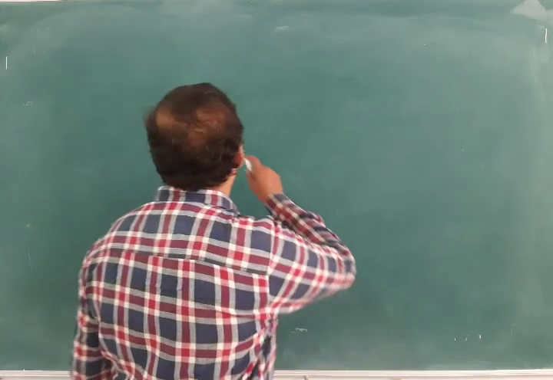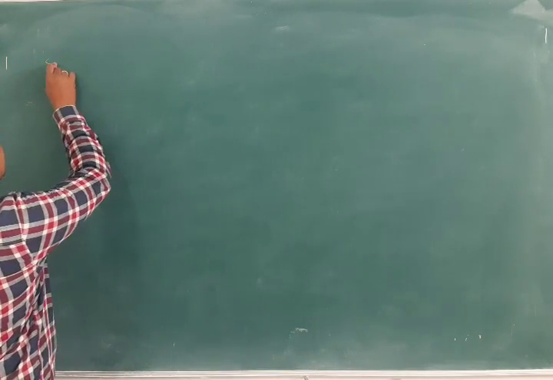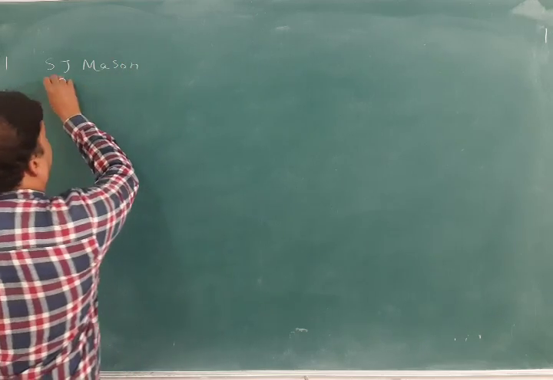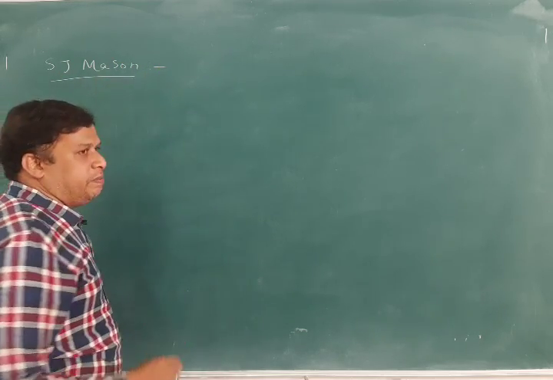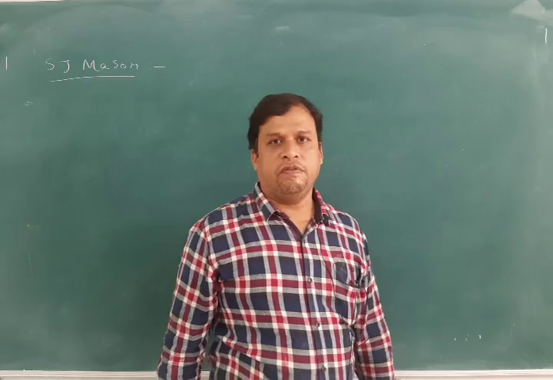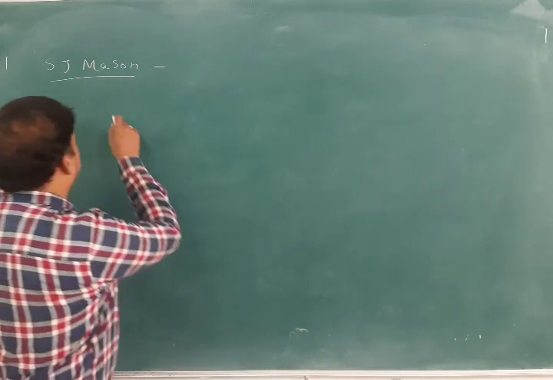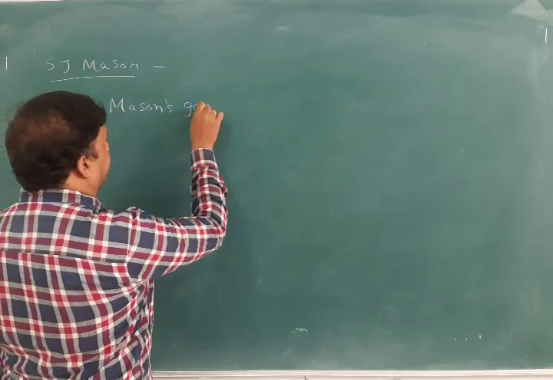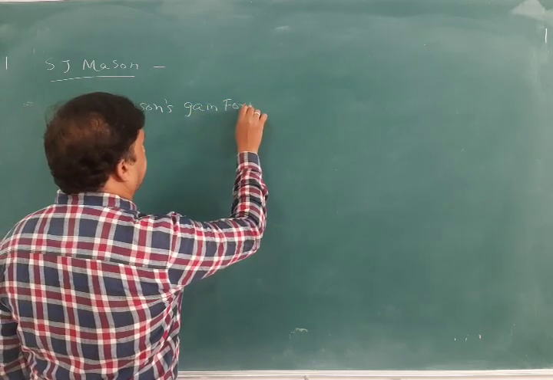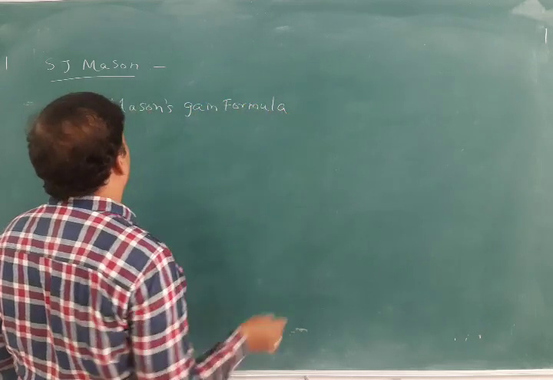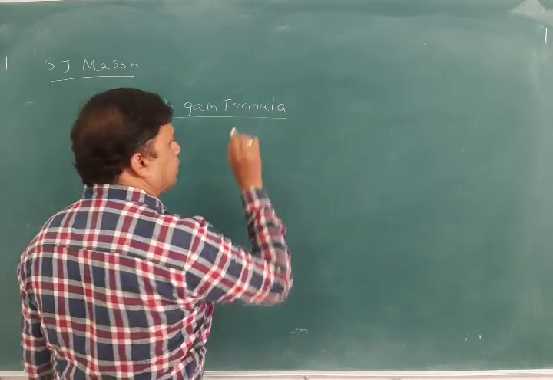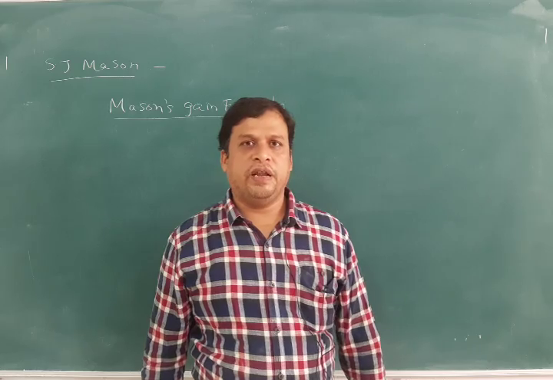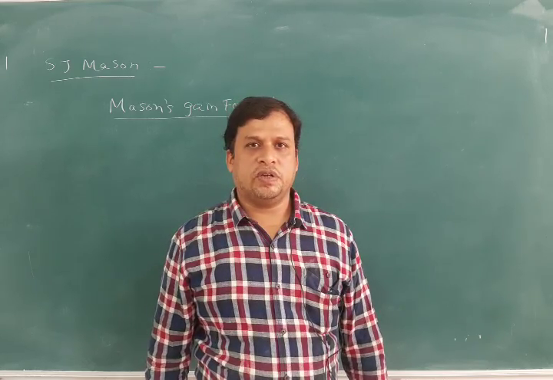He is SJ Mason, who has introduced this method, and the formula introduced by him is called Mason's gain formula. It is named after him. Let us see what is the method of Mason gain formula for making a transfer function.